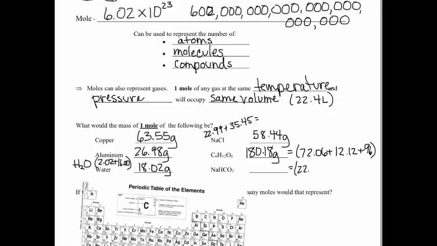Sodium we said was 22.99. Hydrogen is 1.01, carbon is 12.01, and then we have 3 oxygen atoms, so I'm going to take 16 and multiply by 3, and I get 48. Add all those up, and we get 84.01 grams. So if I needed you to get me 1 mole of baking soda, you would go and mass out 84.01 grams.